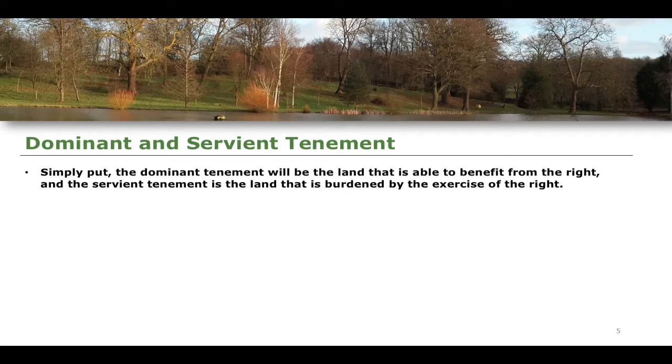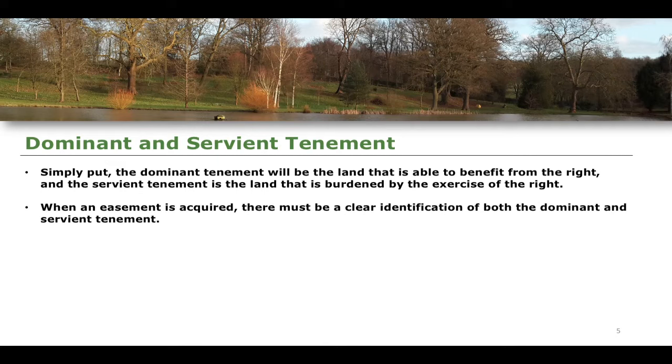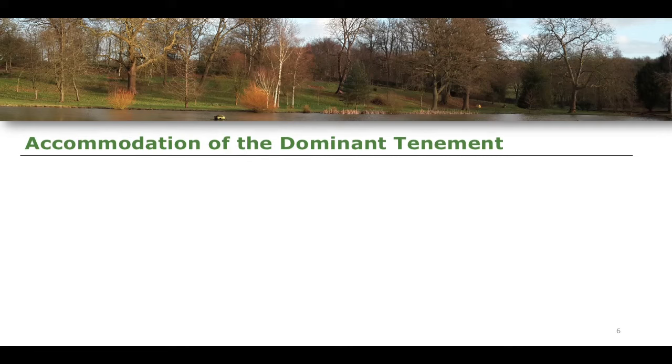And as a result, the land that I own, the house, is the dominant tenement. It is the piece of property that is benefiting from the right over the servient tenement. That's simply how it works. When an easement is acquired, there must be a clear identification of both a servient tenement and a dominant tenement. There has to be two pieces of property. One is servient, one is dominant.